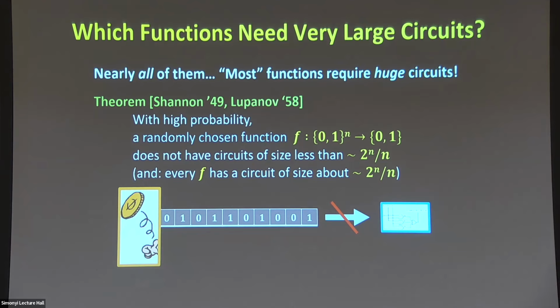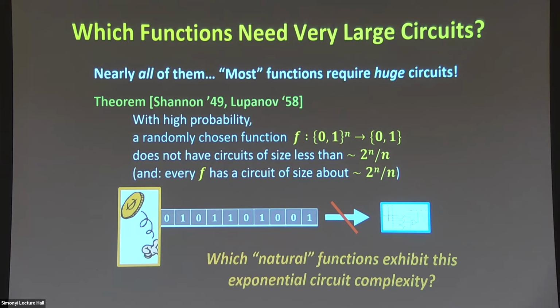But random functions are not the kind of functions we want to solve. So the question is which natural functions, like SAT or your favorite NP-complete problem, exhibit exponential circuit complexity or not? This is a very difficult question, but it's one of the primary questions of circuit complexity: trying to understand which functions computable by Turing machines, by algorithms, need large circuit families.